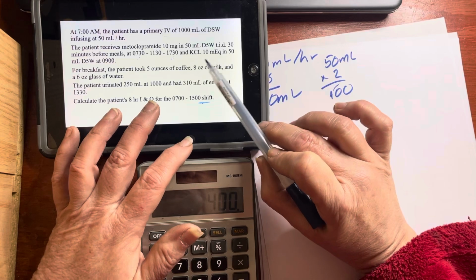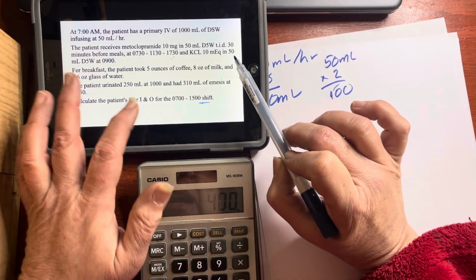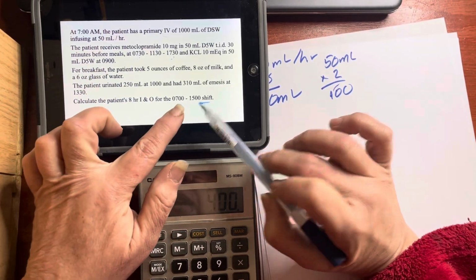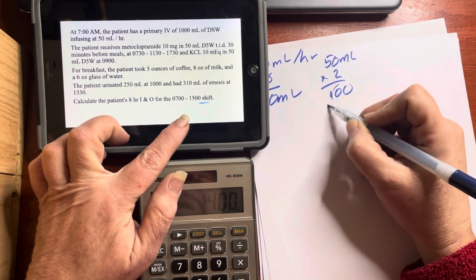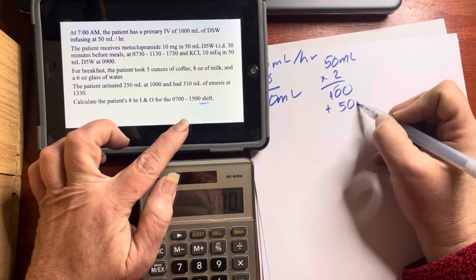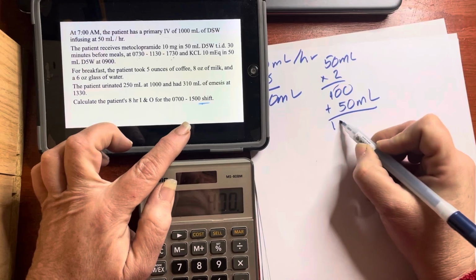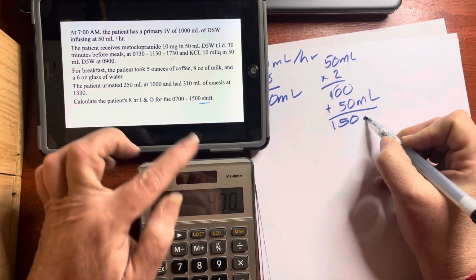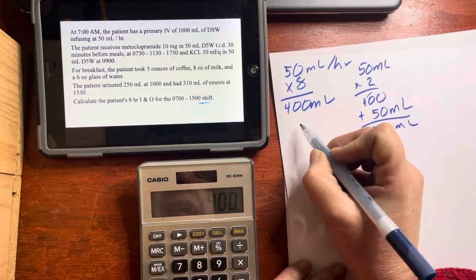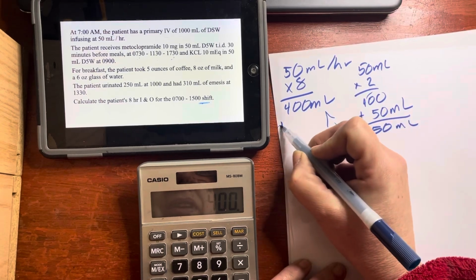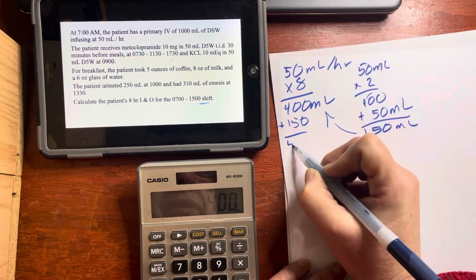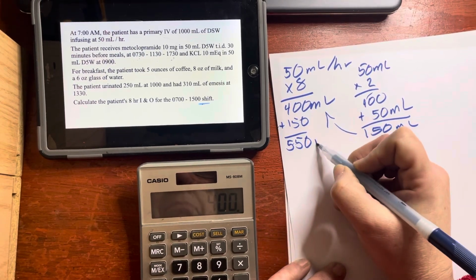And he gets KCL 10 milliequivalents in 50 milliliters at 9 a.m. That would have fell in there. So I'm going to add plus 50 milliliters. And that's going to be 150 mLs. And I'm going to go on and add the 150 over here. That's going to be 550 milliliters.